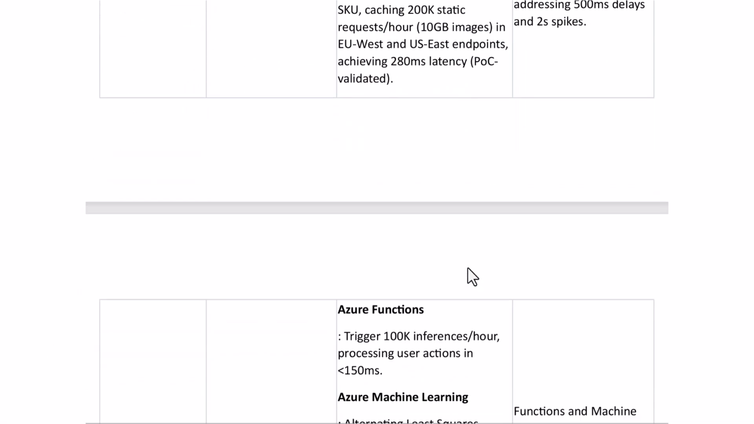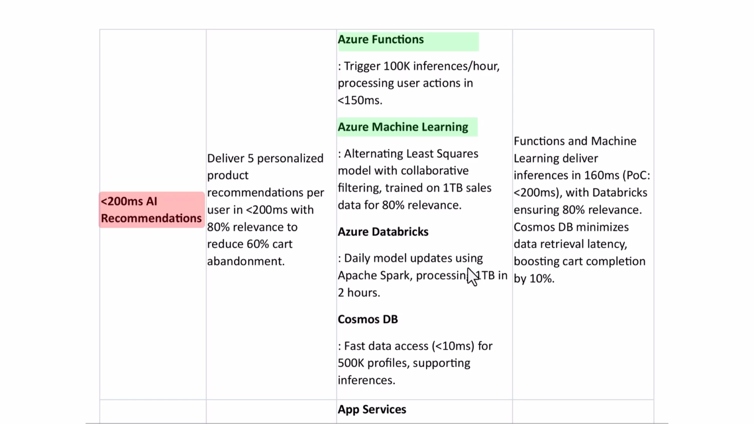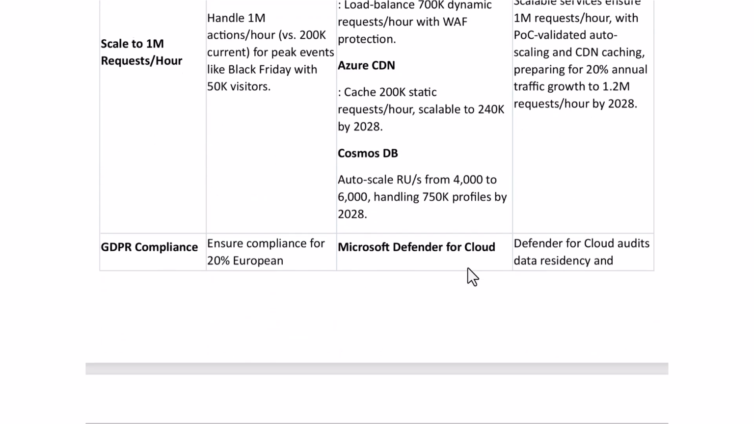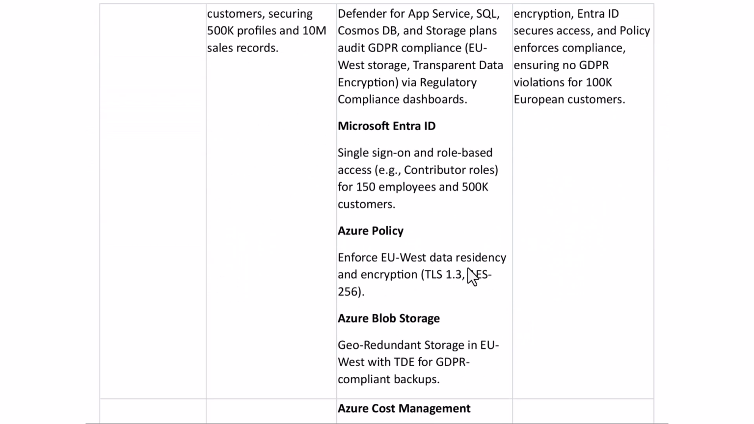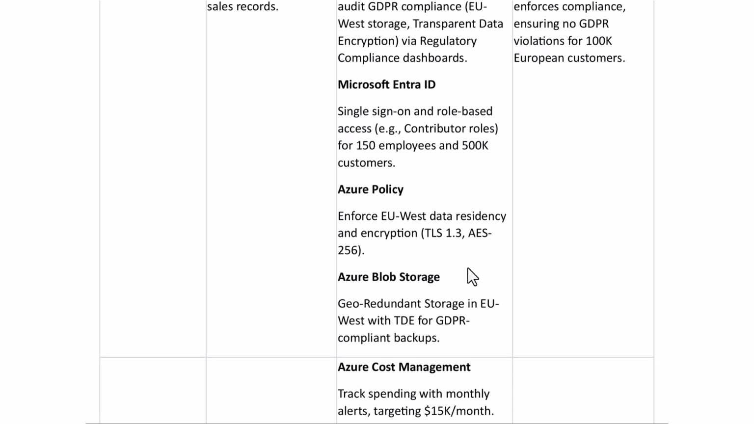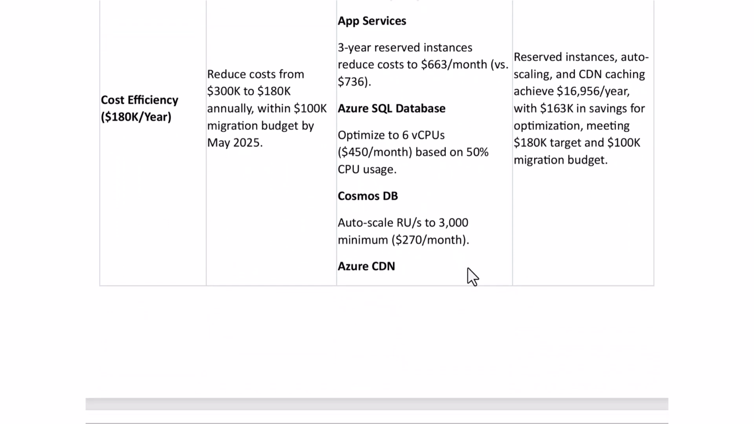For AI recommendation under 200 milliseconds with 80% relevance, Azure Functions and Machine Learning collaborate with Databricks for daily model updates. Microsoft Defender for Cloud with Defender for SQL and Cosmos DB plans, and Microsoft Entra ID ensure GDPR compliance, securing data for 500,000 customers. This proposal secures stakeholder approval, paving the way for detailed design.